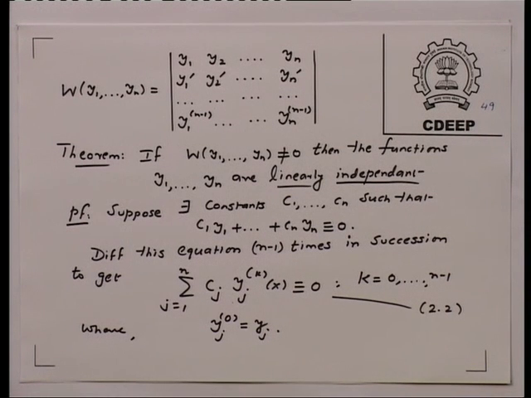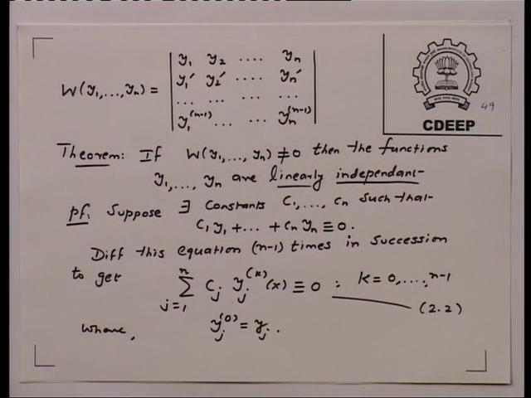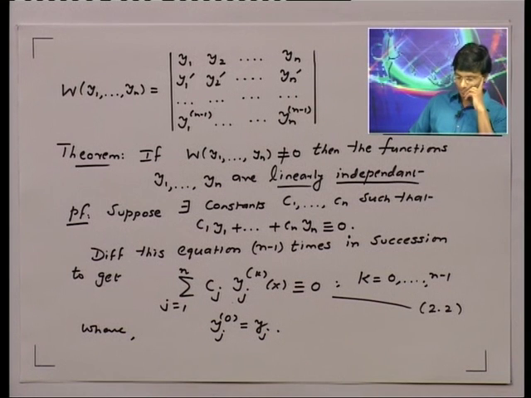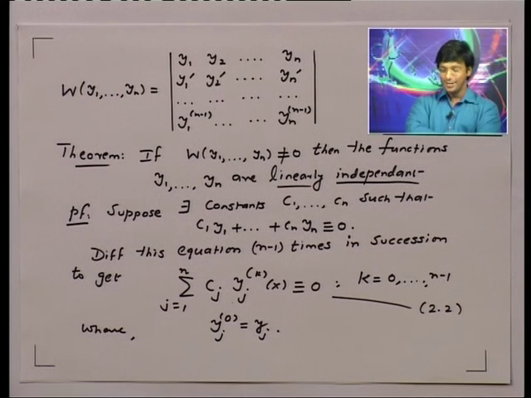Now, what is the use of Wronskians? Linear independence. So, then the next obvious theorem: suppose the Wronskian is not 0, then the functions are linearly independent. Well, how do you show that? Suppose there exist constants C1, C2, Cn such that C1 y1 plus C2 y2 plus Cn yn is a 0 function.